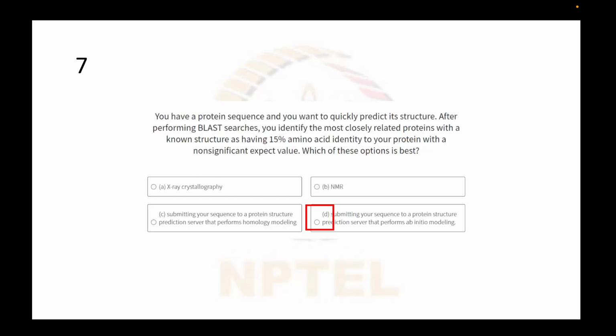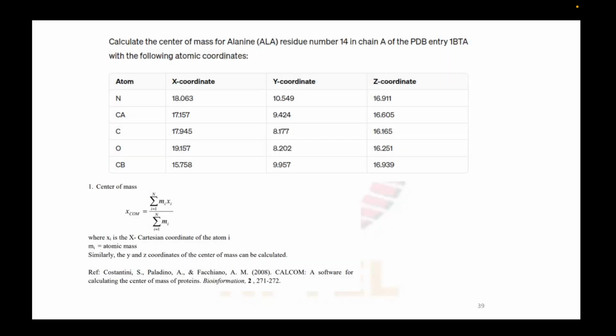So for the ab initio method, because we don't have any proper identical protein structure that is available, the ab initio method is good.